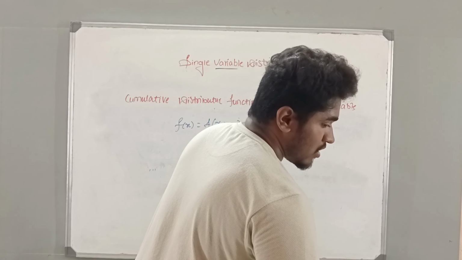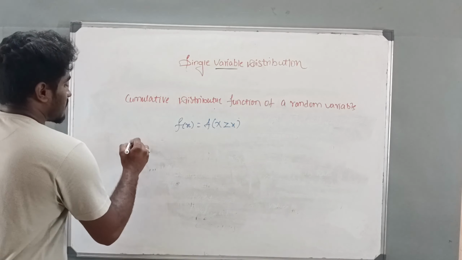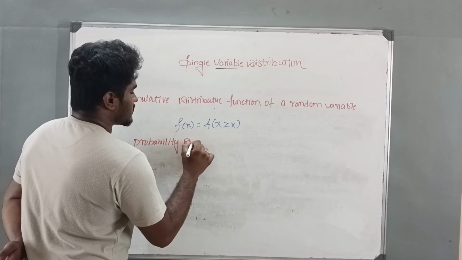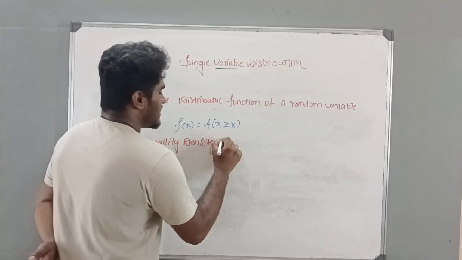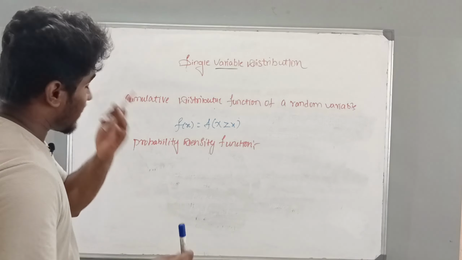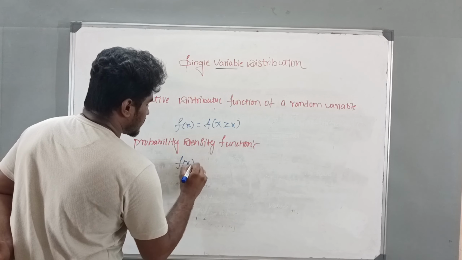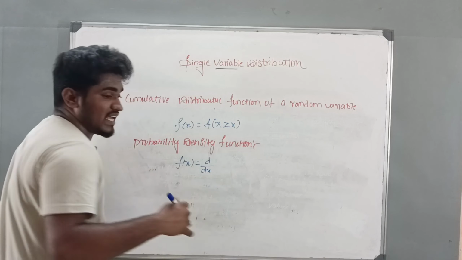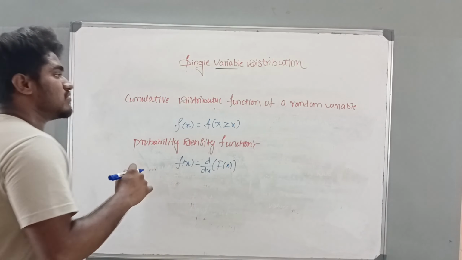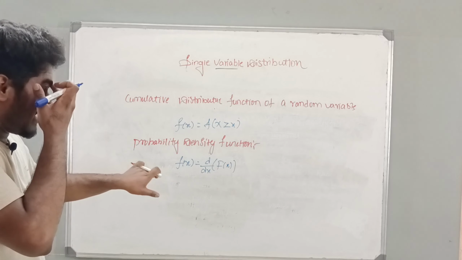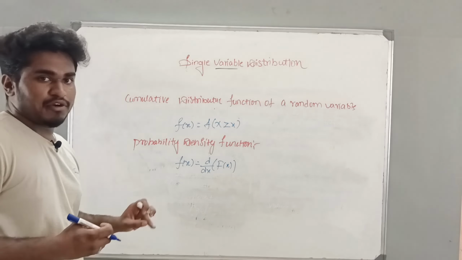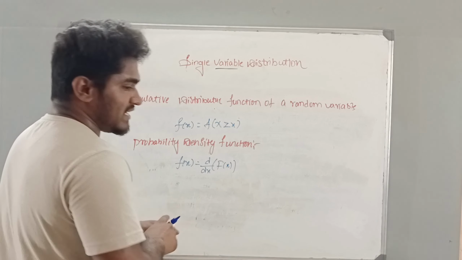And then we have the probability density function. This probability density function f of x is determined by d by dx, that is, the derivative. It is obtained from the cumulative distribution function, as the derivative of the cumulative distribution function. This is the probability density function.